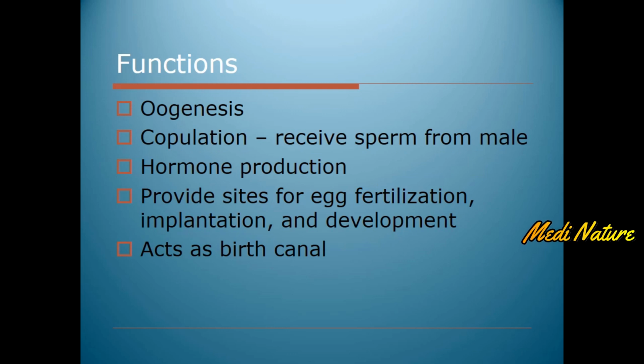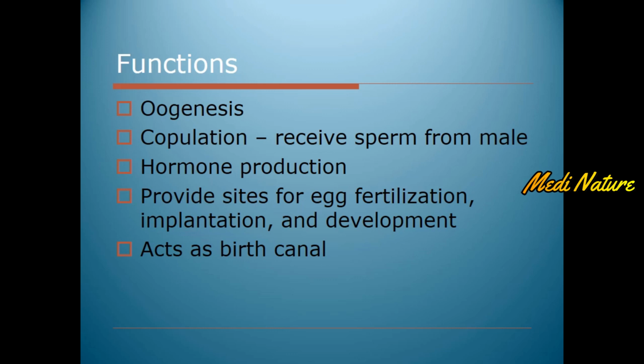What are the functions of the female reproductive system? The first major function is oogenesis, that is the production of the female reproductive cell, the egg or ovum. The other function is copulation, or receiving sperm from the male into the vagina. Another function is production of female reproductive hormones. And the other major function is to provide sites for the fertilization and also implantation of the zygote and the development of the embryo. It also acts as the birth canal during birth.